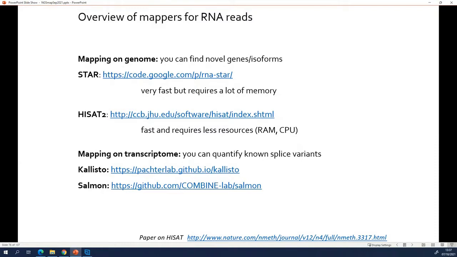So what are the good things about mapping to the genome, like STAR and HISAT2? Well, the good thing there is that you will find things that are not annotated. If reads are mapping in an intergenic region, it means that there is a transcript there that has not yet been annotated. You will find these reads and these transcripts, these novel transcripts. So you will find novel genes, you will find novel isoforms. What is the difference between these two?